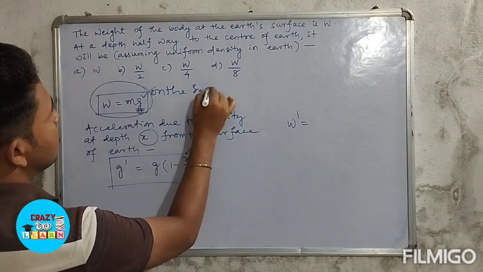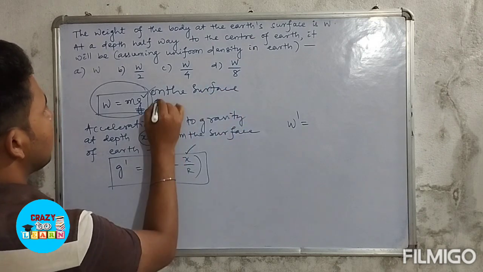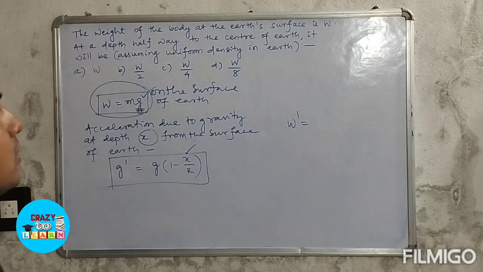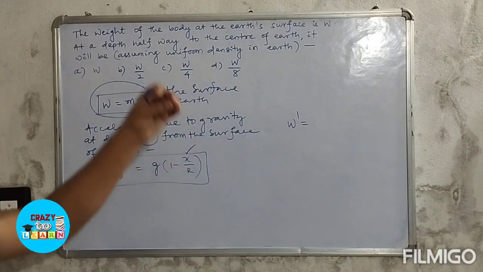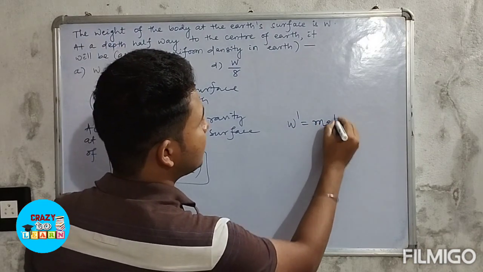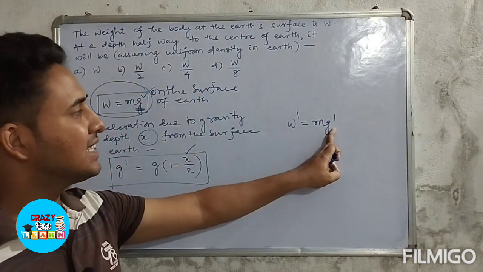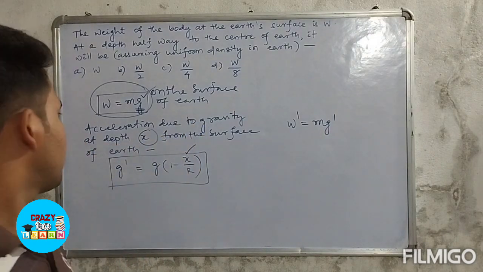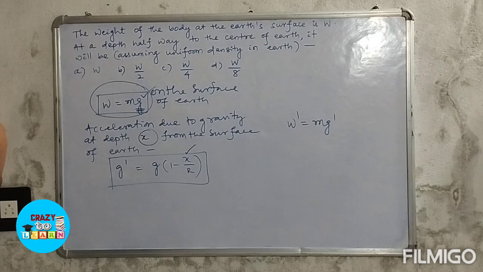W is the weight on the surface of the earth. But when we go to depth, the weight W dash is equal to mg dash, where g dash is the acceleration due to gravity at depth x from the surface of the earth. So first calculate g dash.